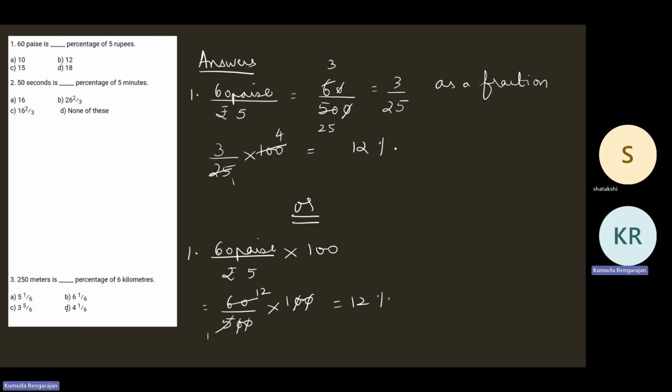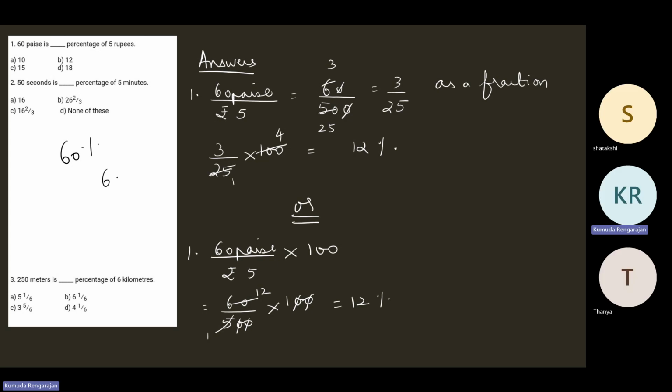60 paise is dash percentage of 5 rupees. So 60 paise out of 5 rupees into 100. We multiply by 100 to find percentage. If it was some different question, and you have 60% in the question, then that is 60 by 100. Okay, ma'am. Yeah.